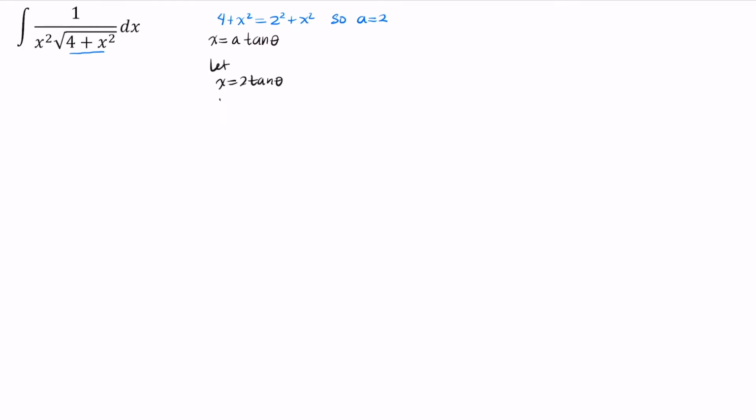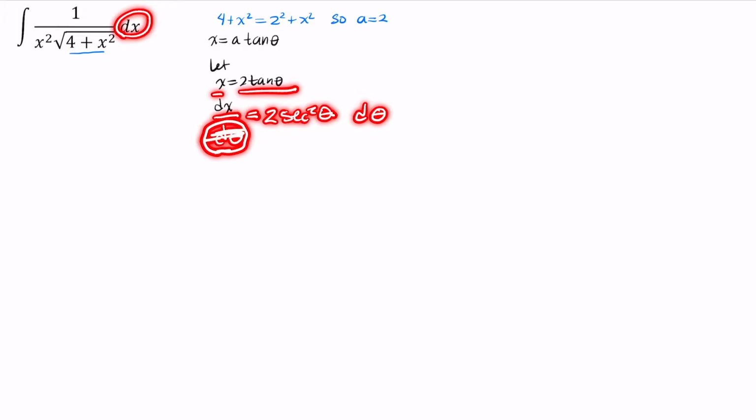Well, what that tells me is that dx, so that's the derivative of x with respect to theta, we're using implicit differentiation. Well, that's equal to 2 secant squared theta. And if you notice, I'm doing this in erasable ink, so to speak, mostly as a reminder that this is where the d theta here comes from. We multiply both sides by d theta to get rid of this one. So this is how we end up with dx equals 2 secant squared theta d theta.